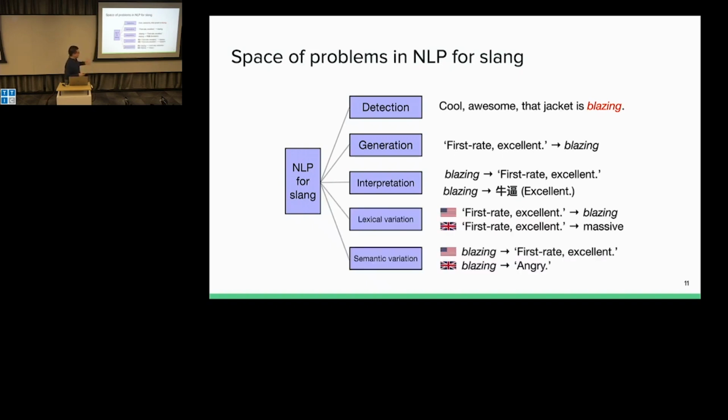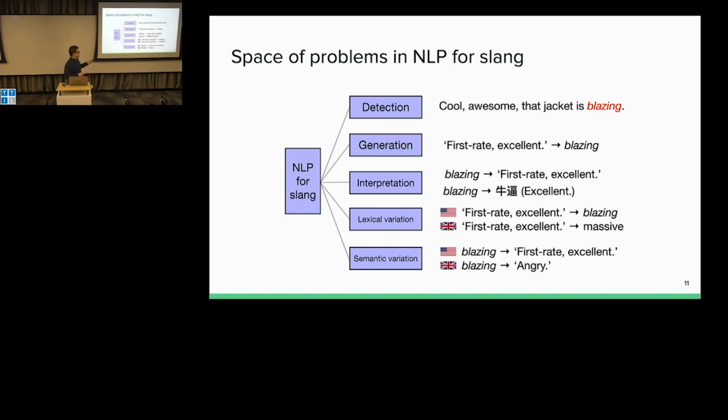And on the more linguistic side of things, we are also interested in modeling the variational aspect of something like slang. And here we usually have two types of problems. First is lexical variation, where given the same meanings, we can have different words that express the same meaning in different demographic groups. We also have semantic variation, where it's the opposite: the same words can be used to express different meanings in different groups.